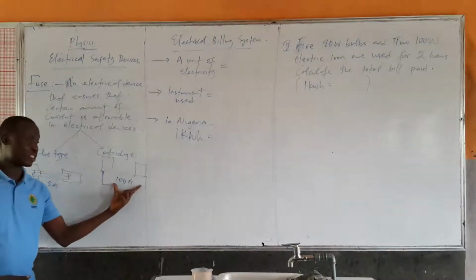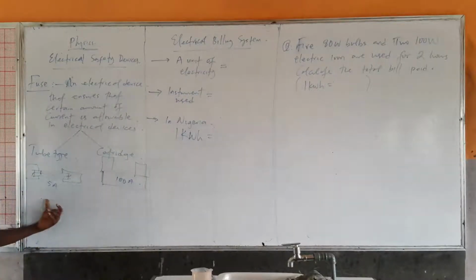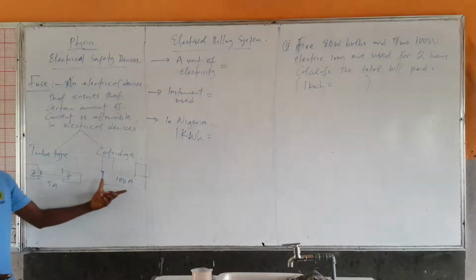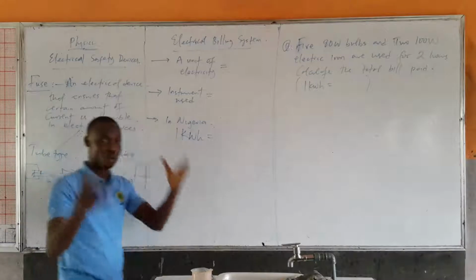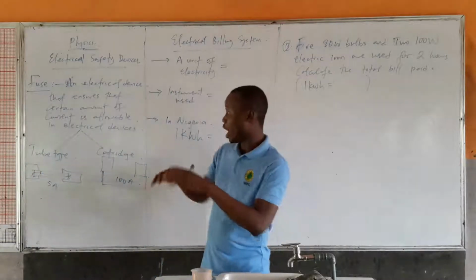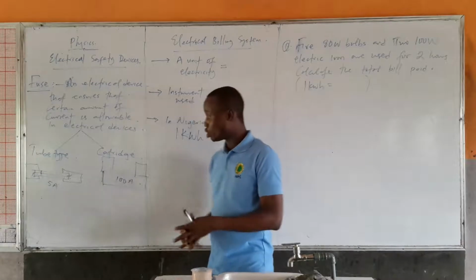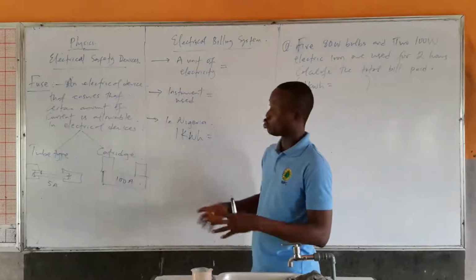Your 100 amps is much higher than the 5 amps, and that is why we use that one in household supply. The 100 amps is used in the power port supplying the house generally, so that when the current exceeds 100 amps, it goes off. That's the function of the fuse.